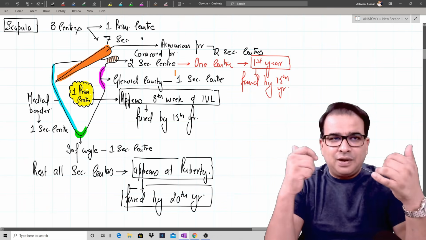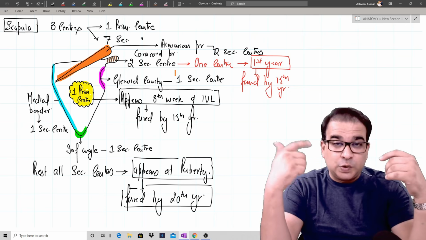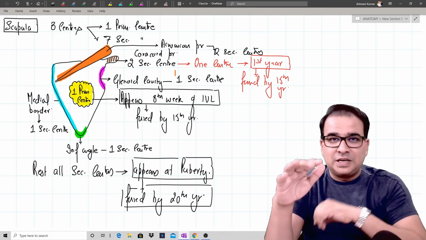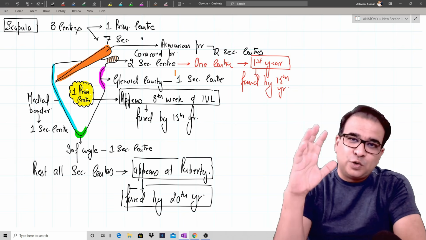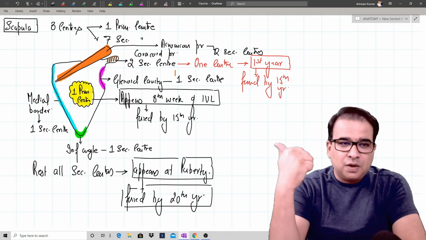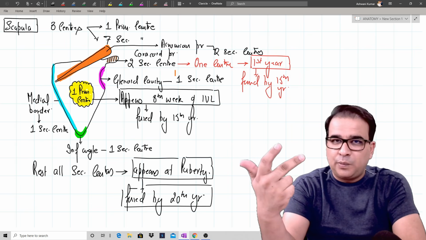Let's have a very quick recap here. We have one primary center, that is for the body, and the body part here also includes the upper border and the lateral border, because there is no separate center for it. Then we have 7 secondary centers: 1 for medial border, 1 for inferior angle, 1 for glenoid cavity, 2 for coracoid, and 2 for acromion process.